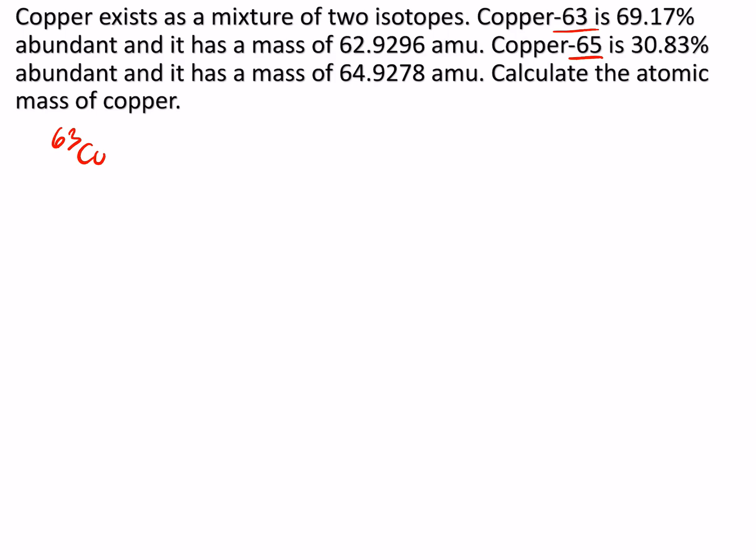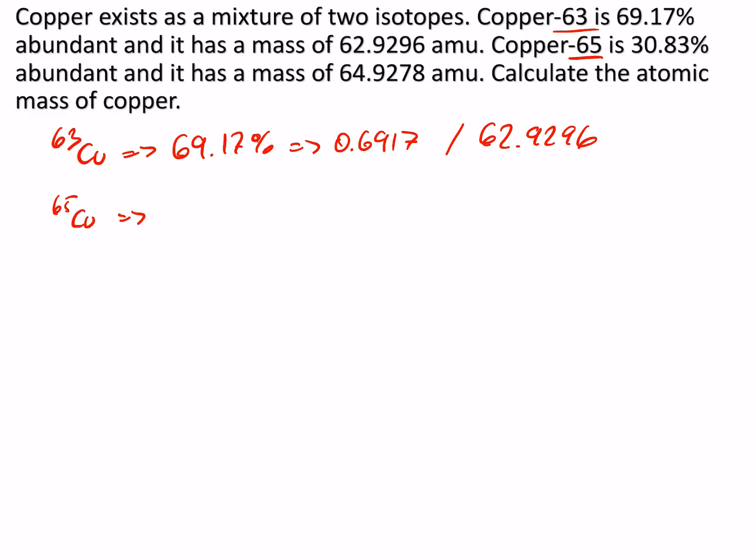Copper 63, what we know of copper 63 is that it is 69.17% abundant, which means you have to convert that to a fraction. You divide by 100, and that's 0.6917. And the mass here is 62.9296. That's copper 63. What we got for copper 65 is the abundance is 30.83%, which means you convert that to 0.3083, and the mass of this isotope is 64.9278. And remember, the units are AMUs.